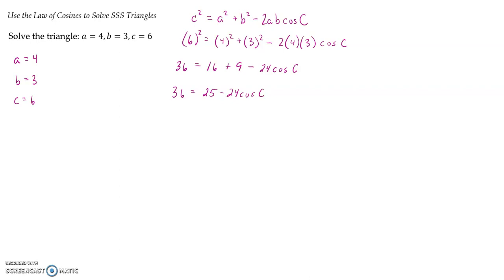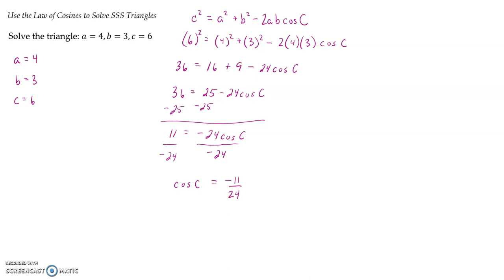And keep in mind you want to follow your order of operations when you are solving this problem. Make sure you realize that we're going to be solving this for angle C, so we want to get that portion all by itself. So let's go ahead and subtract the 25 from both sides. This will give us 11 equals negative 24 cosine of c. And we can go ahead and divide both sides here by the negative 24. So cosine of c is going to be negative 11 over 24.